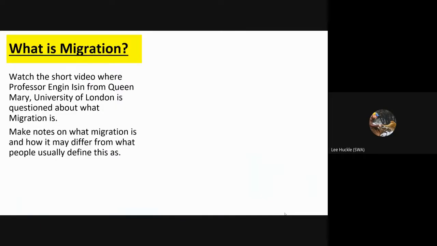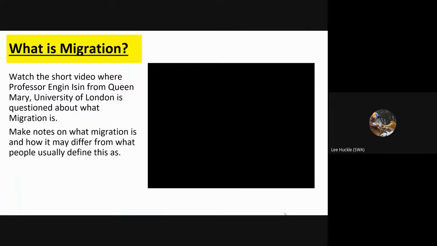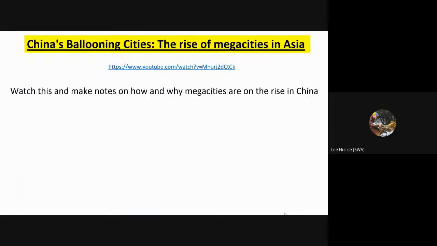What you then would have looked at or listened to, and we discussed this at the time, was a short video clip by Professor Engin Isin from Queen Mary University of London, where he was discussing the basics of migration. What actually is it? Now, I'm not going to replay this to you now. Go back and look at this on the slides yourselves. But the basics of it is this has always happened. It's a natural process. Even before nation states were in existence, people were moving around our planet.